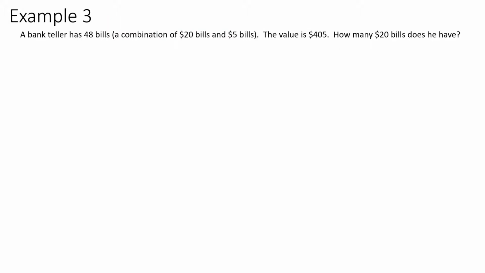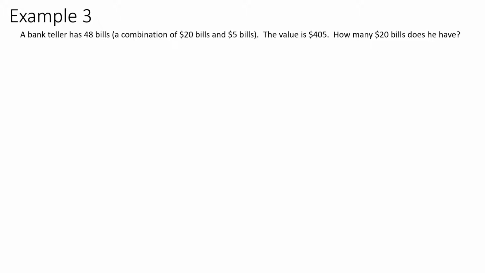Example 3, this is an applied problem, so that means that it's a word problem, an application problem, and we're going to need to create a system of linear equations and solve that in order to answer the question. So here's the problem. A bank teller has 48 bills, and those 48 bills are a combination of $20 bills and $5 bills. So I don't know how many $20 bills there are, and I don't know how many $5 bills there are, but there's a total of 48 of them.